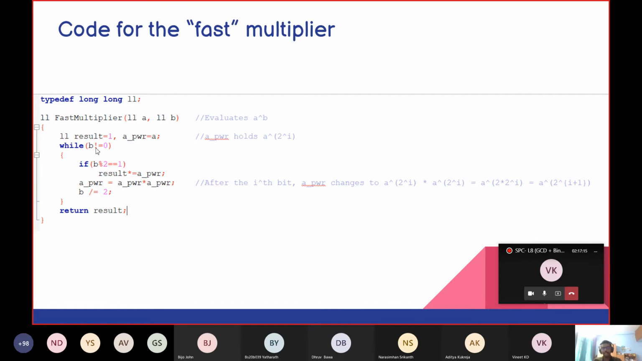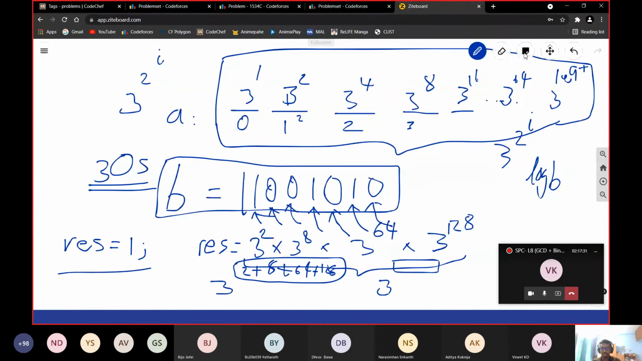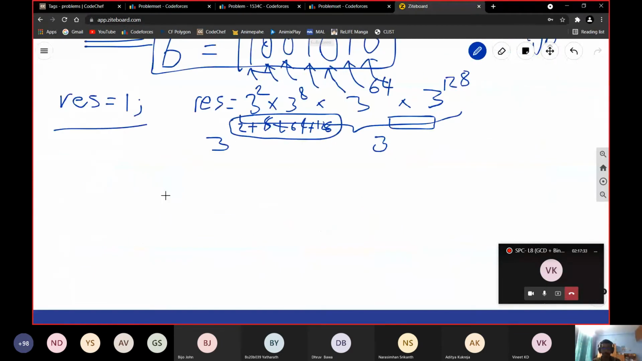Now you guys, I think you would remember how you would convert a decimal number to its binary representation. You'll do while b is not 0. If b percentage 2 is 1, that bit is 1. So the ith bit, the 0th bit is 1. And then you'll cut off that bit. How do you cut off that bit? So for example, I'll maybe go through that once as well. So b was 1 1 0 0 1 0 1 0. So first I will find if the remainder of b with 2 is 1 or not.